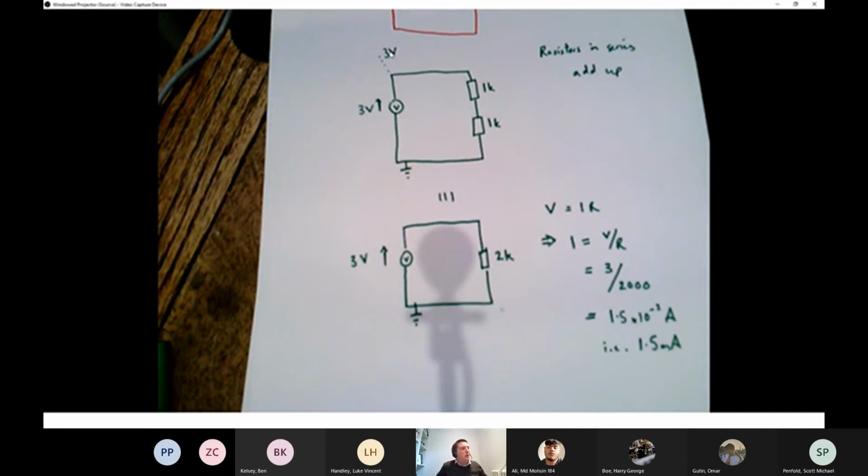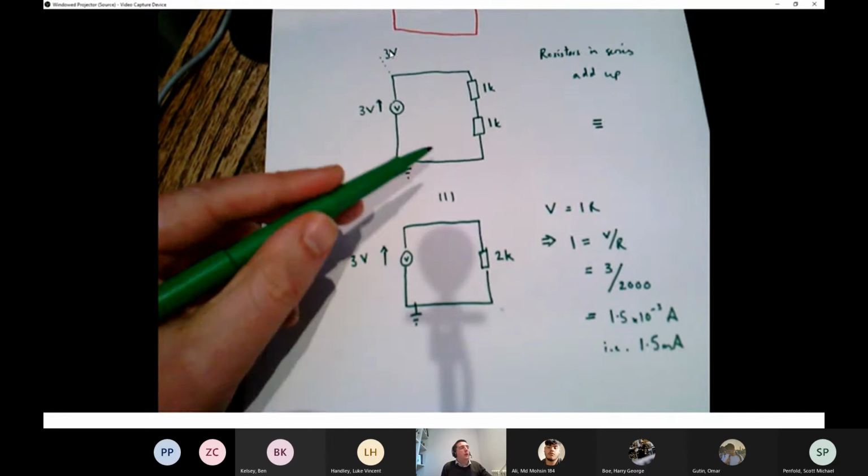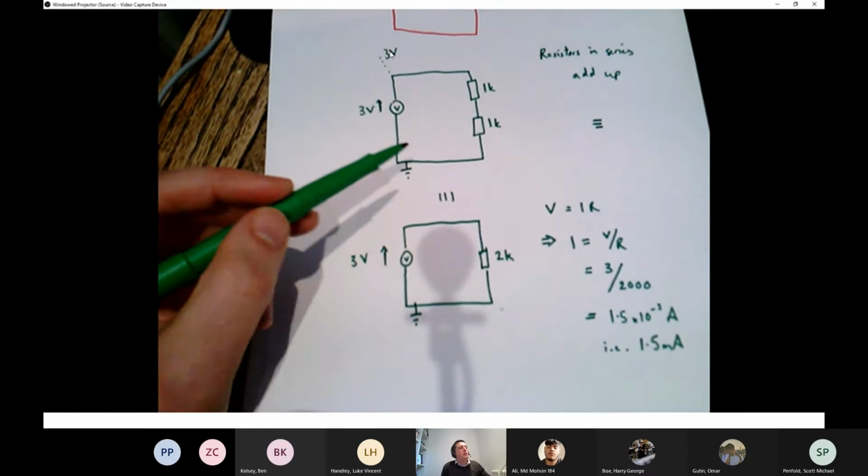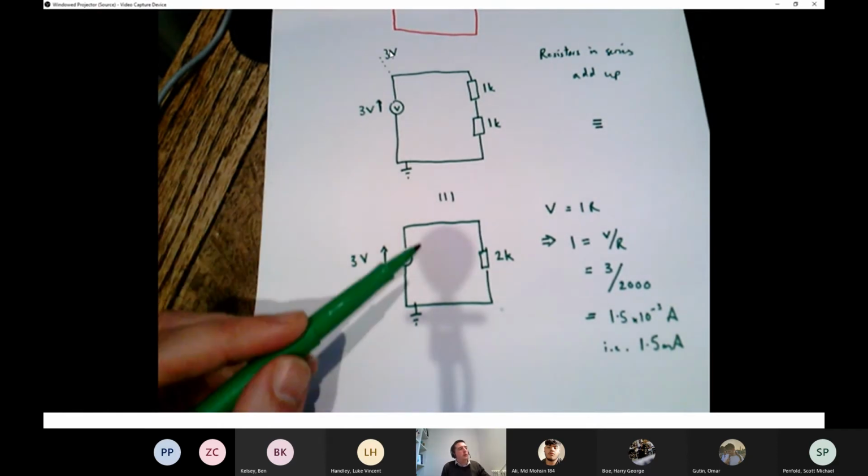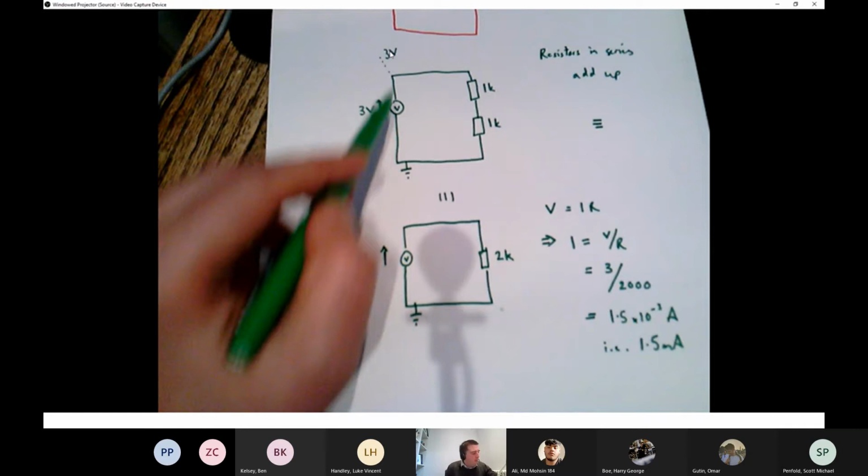And now one thing that can be helpful, I've used these 3 lines here. More often they're used horizontally, but they're used to say 2 things are equivalent. So what I'm saying is this circuit is largely equivalent to this circuit. And that means if the current flowing all the way around this circuit is 1.5 milliamps, the current flowing all the way around this circuit is 1.5 milliamps, and I can mark that on my diagram there.